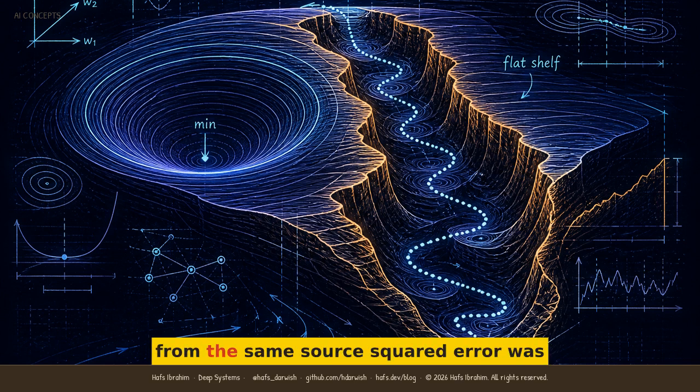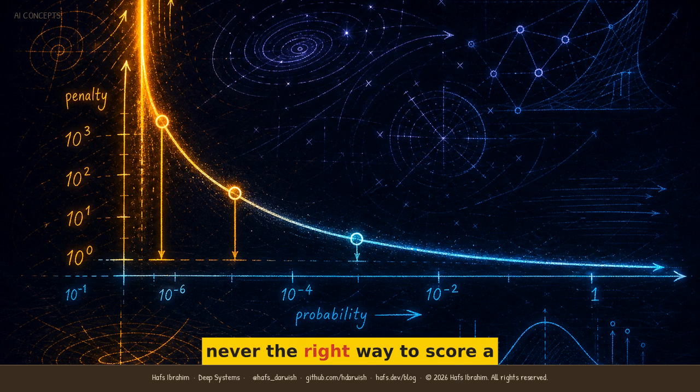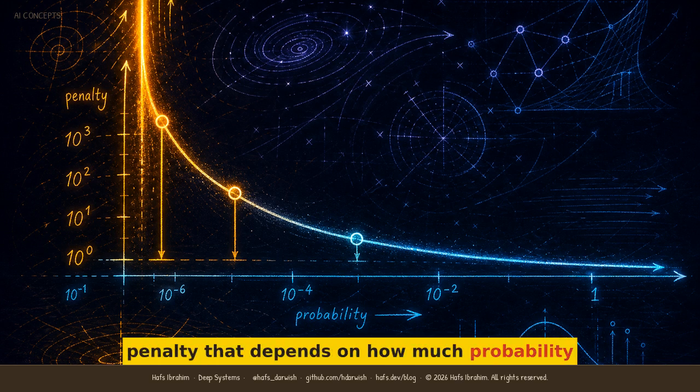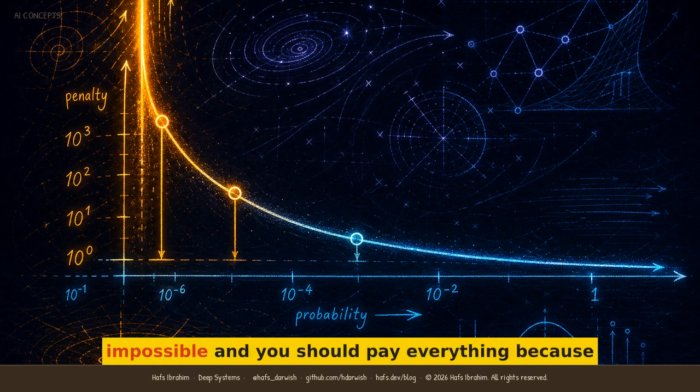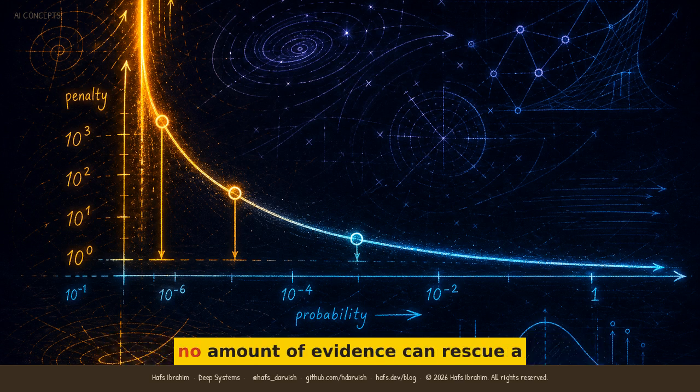Both failures come from the same source. Squared error was never the right way to score a probability. So define what a right way would look like, and derive the loss instead of guessing it. You want a penalty that depends on how much probability you assign to what actually happened. If the truth is 1 and you said 0.9, you should pay a little. If you said 0.5, you should pay more. If you said 0.01, you should pay a lot, and if you said exactly 0, you claimed the observed event was impossible, and you should pay everything, because no amount of evidence can rescue a claim of impossibility.